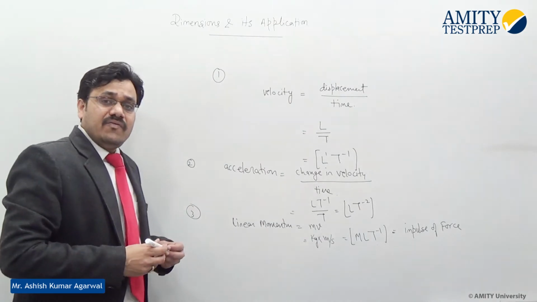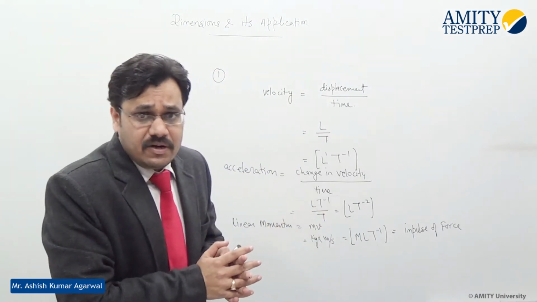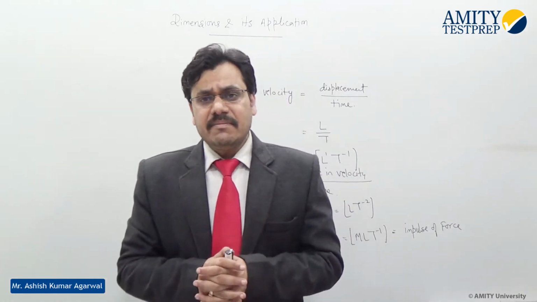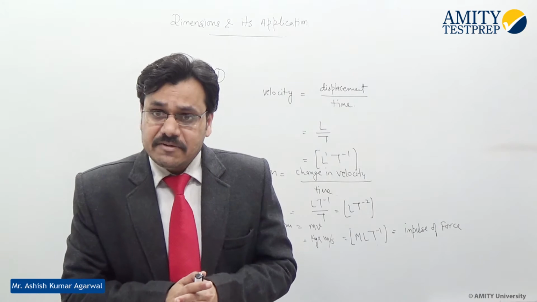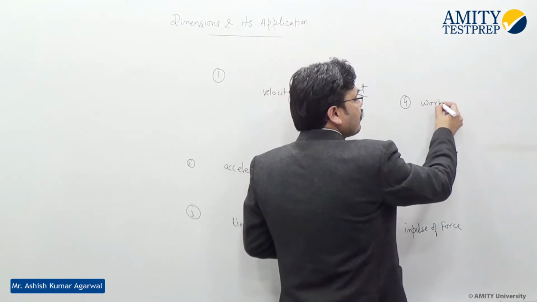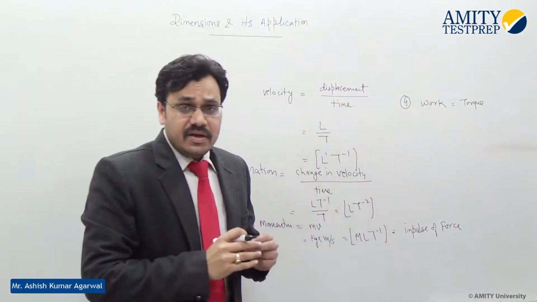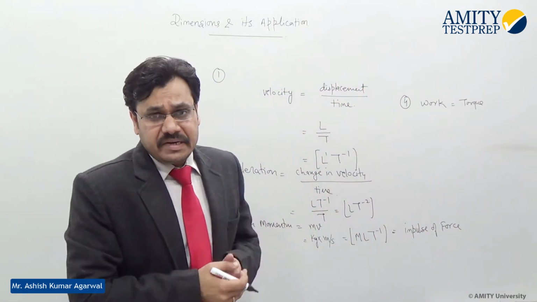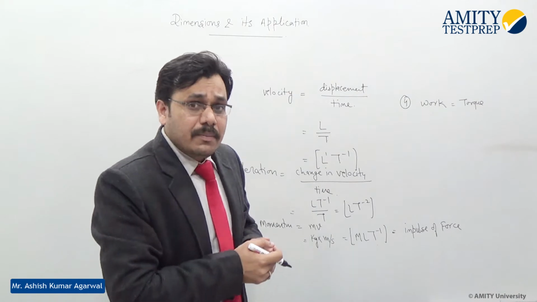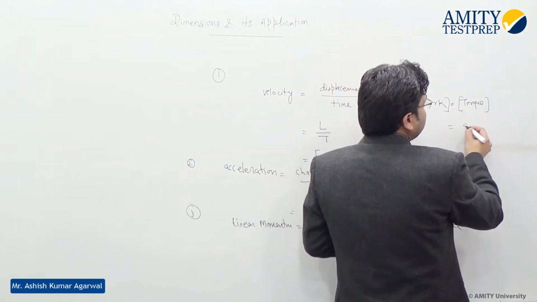In a similar pattern, we can get the dimension formula for other physical quantities like work and torque. They have the same dimension formula. Energy has the same dimension formula too. One more thing: if I am writing a dimensional formula, I will take a big bracket. So I can write it like that: work, torque, or energy.